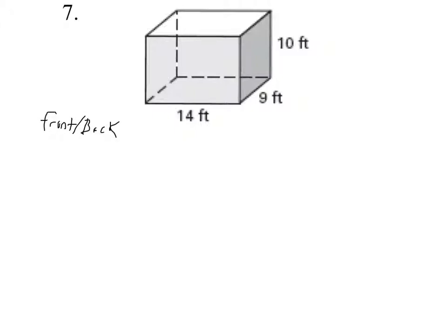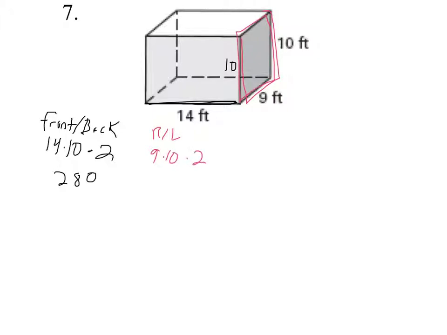So you can see the front is 14 by 10. So that's just a rectangle, 14 times 10, and then I'm just going to add on times 2, because there are two of them, a front and a back. So 14 times 10 times 2 is 280. All right, how about right and left? If you look at the right and left side, the right side is 9 by 10. So the right and left is 9 times 10 times 2, and that is 180.